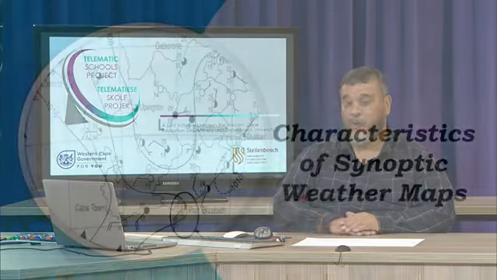The first time you encounter it, it looks difficult, it looks daunting, it looks confusing, but as you progress and as you spend more time answering questions and working with synoptic weather maps, it will start to become easier, and as I said, eventually it will become second nature and you'll be able to literally do it with your eyes closed. So let's have a look at the characteristics of synoptic weather maps.